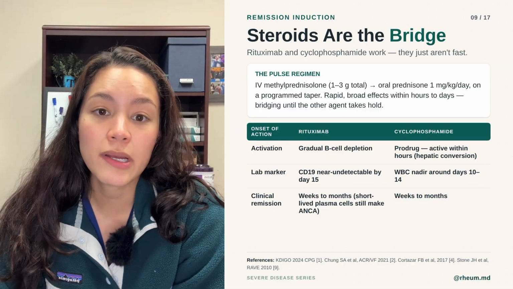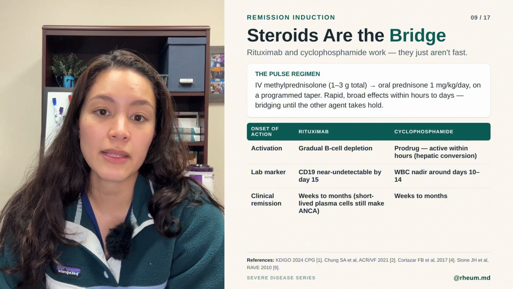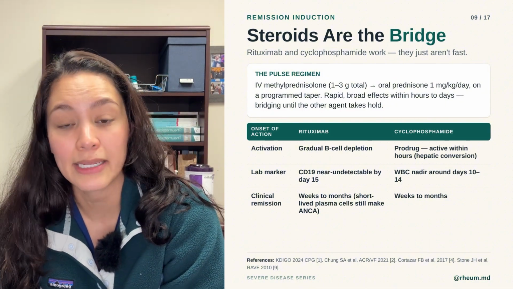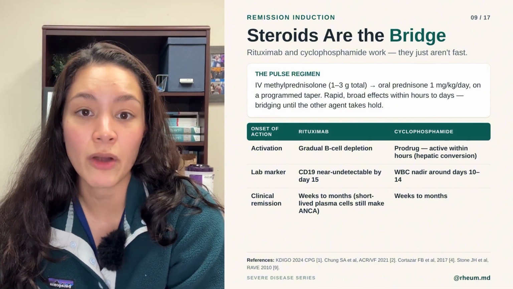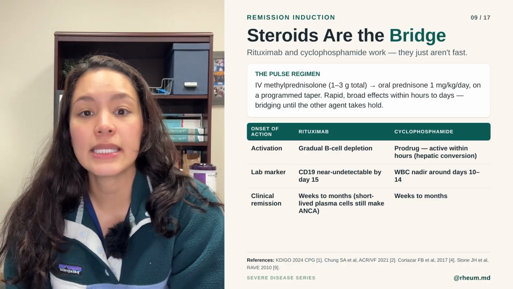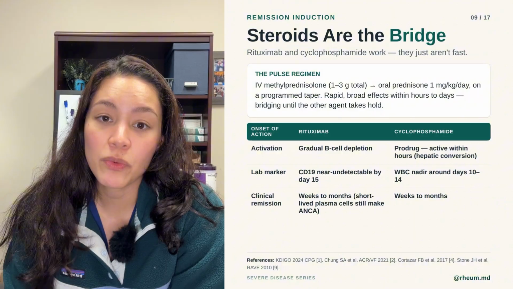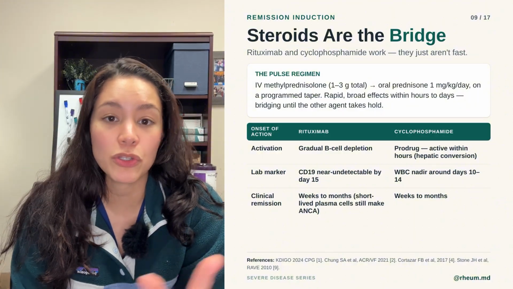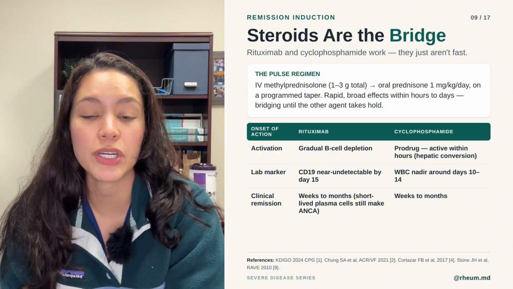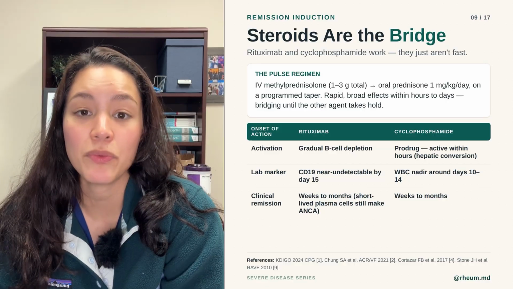Cyclophosphamide is a prodrug, meaning it has to be processed by the liver in order for it to become active, and this can take several hours. B cells and T cells die off over days to weeks, and white blood cell count will typically hit its nadir about 2 weeks after the first infusion. Clinical improvement can take weeks to months.